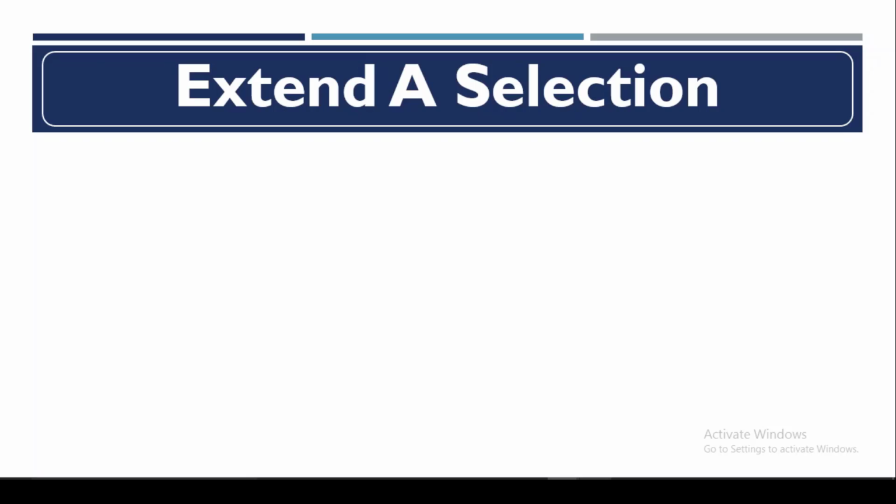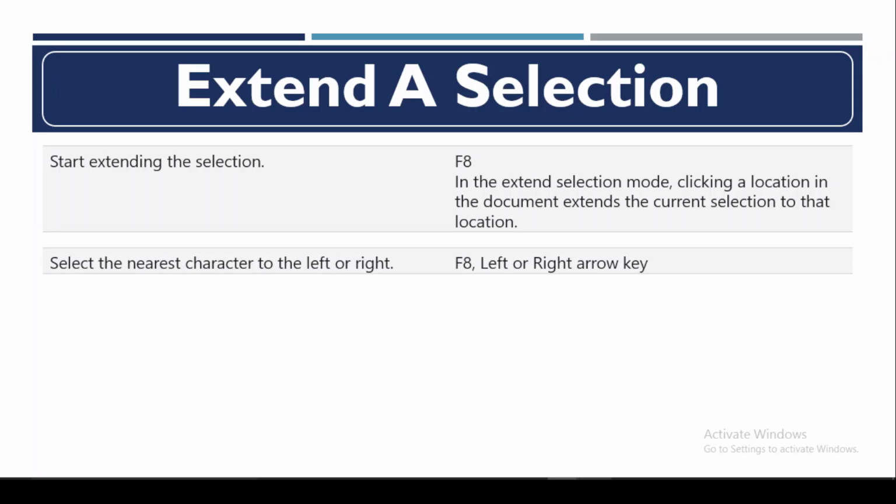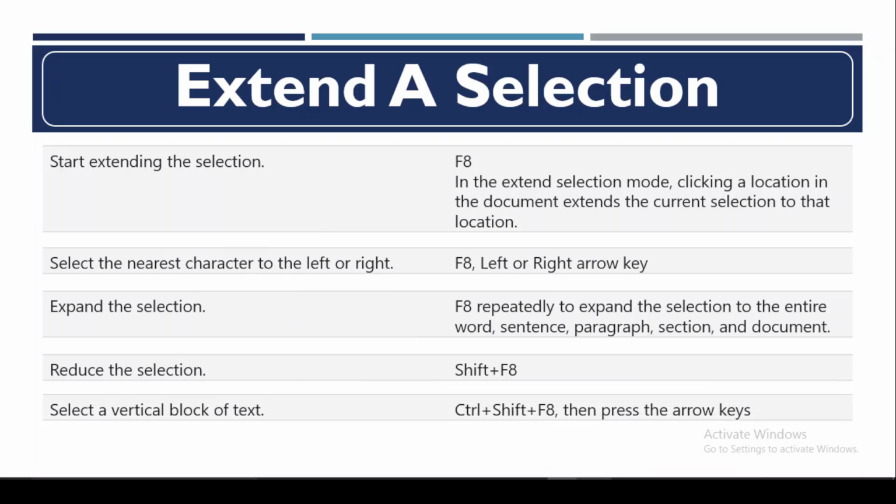Now, have a look at extending a selection. Start extending the selection, F8. In the extend selection mode, clicking a location in the document extends the current selection to that location. Select the nearest character to the left or right, F8, then the left or right arrow key. Expand the selection, F8 repeatedly to expand the selection to the entire word, sentence, paragraph, section, and document. Reduce the selection, Shift plus F8. Select a vertical block of text, Ctrl plus Shift plus F8, then press the arrow keys. Stop extending the selection, ESC.